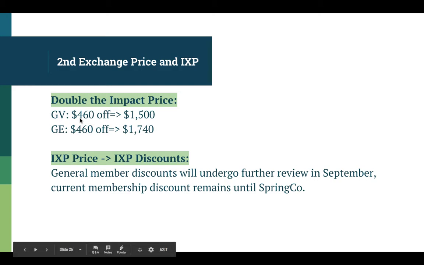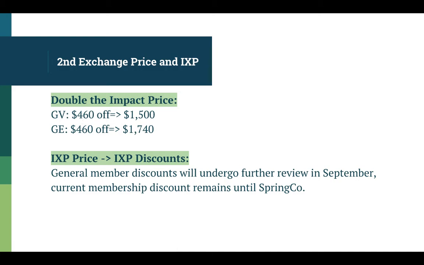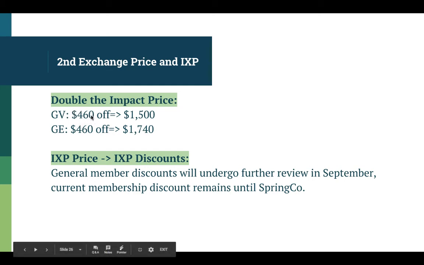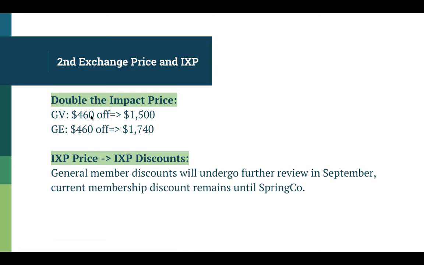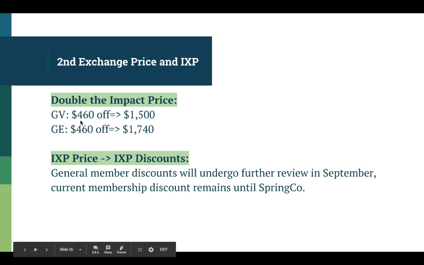The reason it's $460 is that we proposed $230 off before for second exchange. Right now, if they go for another one, we decided to give twice the discount. So that's $230 times 2, which is $460 off. So for GV back-to-back, it would be $1,500 for them. For GE back-to-back, it will be this much.